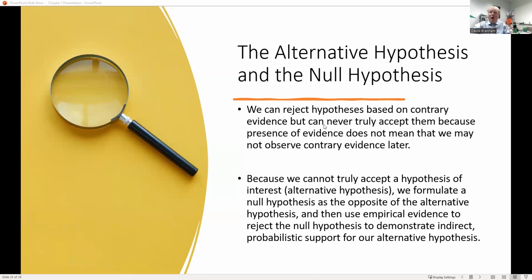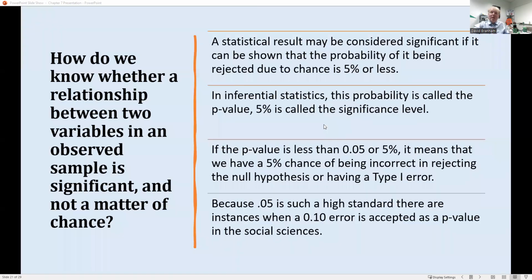And so our goal, when we have a theory that turns into a hypothesis that we're going to test, is to reject the null hypothesis that there is no effect, and say that the evidence supports the alternative hypothesis that there is an effect. A statistical test is how we know whether or not a relationship between two variables in an observed sample is significant. It's not a matter of chance.